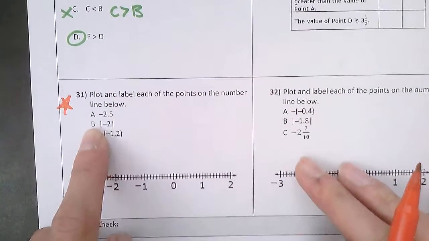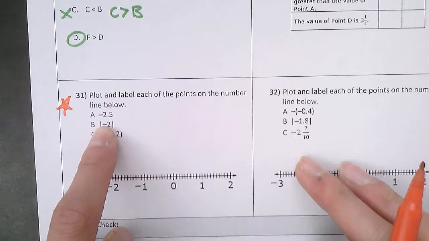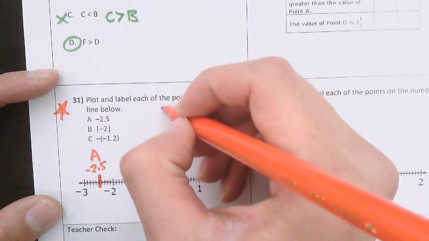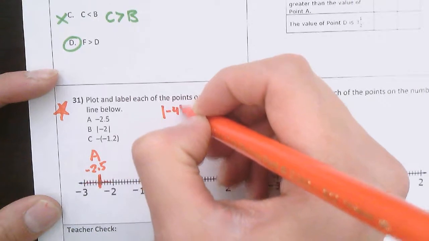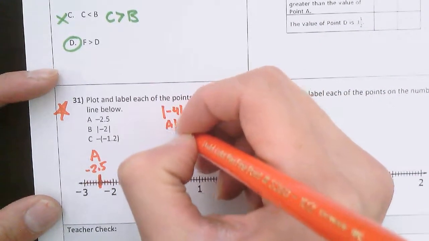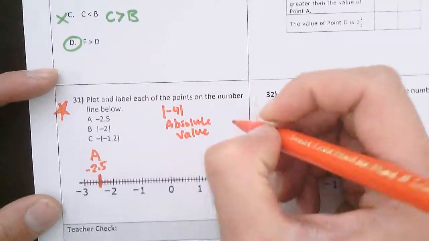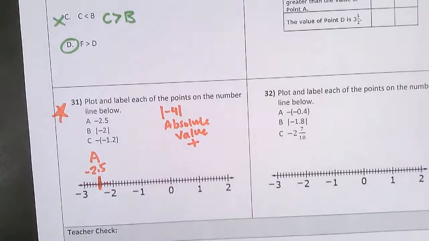Next one, B. Okay, so we see these two lines and then a negative 2. Anytime you see lines around a number, like this, or negative 4, I want you to think that's absolute value. The absolute value is always positive. Absolute value is the positive version of a number.